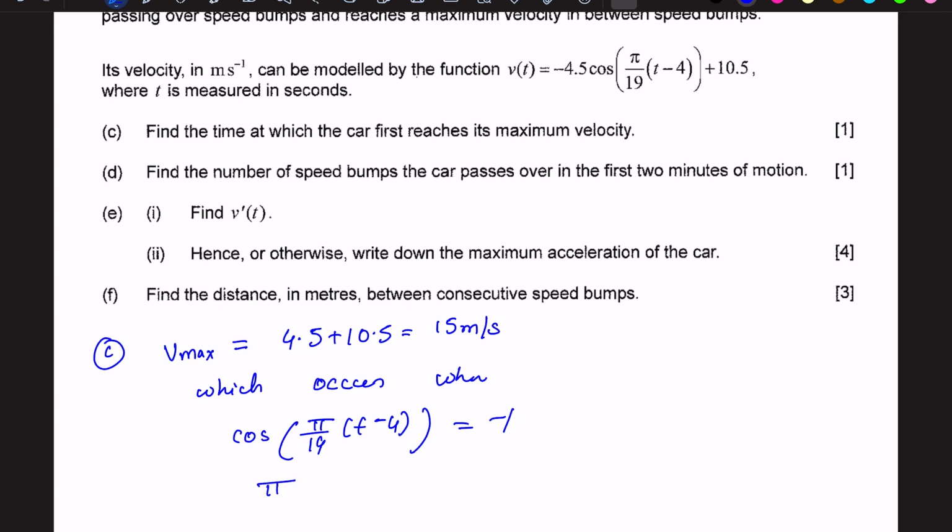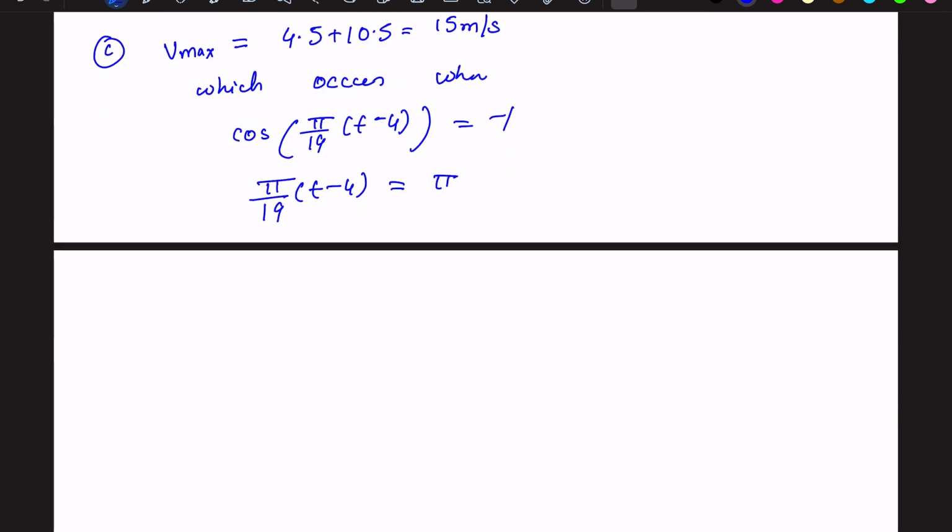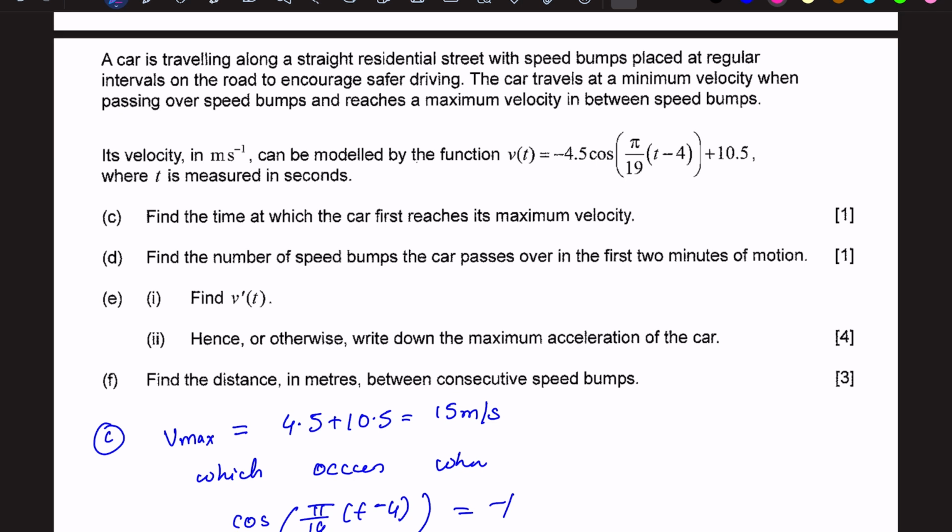So cos theta becomes negative 1 for the first time when pi over 19 (t minus 4) is equal to pi. So t minus 4 would be equal to 19, because the pi's get cancelled out. So t would be equal to 23 seconds. This is the first time the car reaches its maximum speed or maximum velocity.